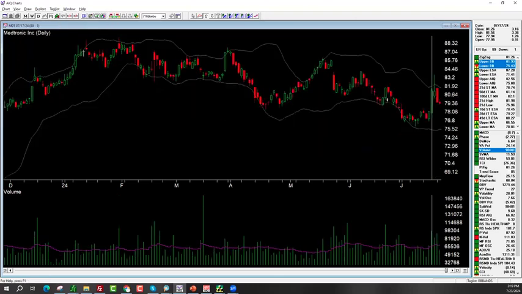I think there's 2 more in here. Medtronic, this one's right up here. See, this one was in the sort of middle towards the lower. This one didn't go very far, but it is close to the lower band. I think the closer you are to the lower band, the better it is for the bullish pattern.